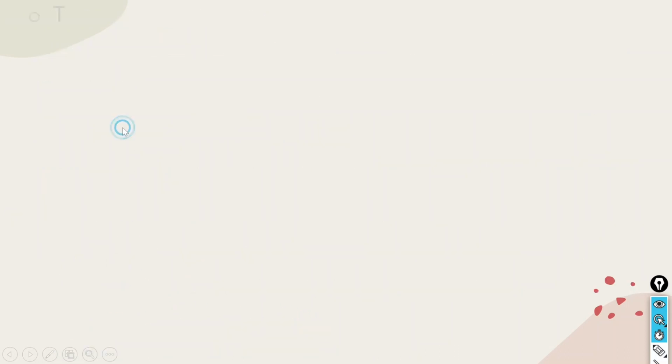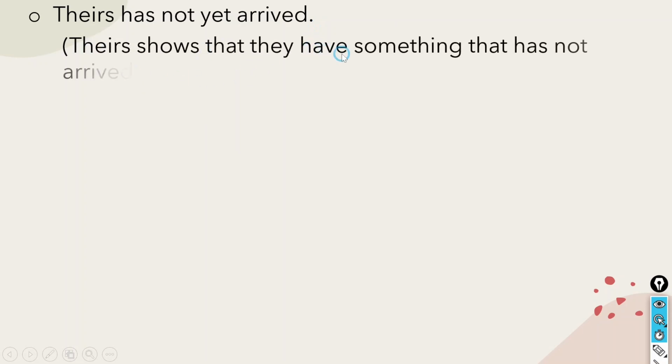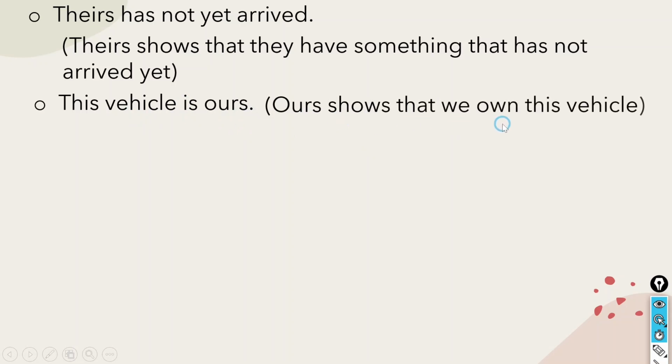Like, theirs has not yet arrived. So you see this word, theirs shows that they have something that has not arrived yet. So it shows that they have at least something, theirs. So it is a possessive pronoun. Then, this vehicle is ours. Ours shows that we own the vehicle. So ours is a possessive pronoun.